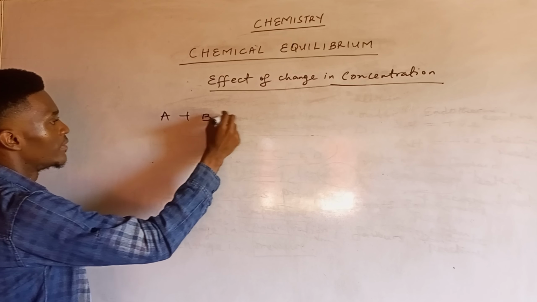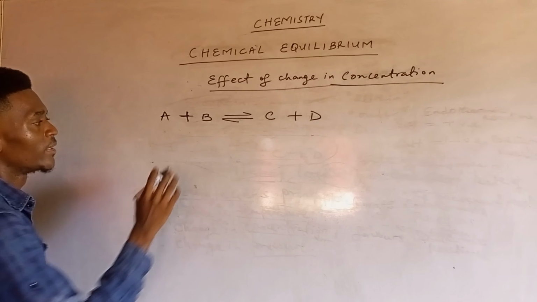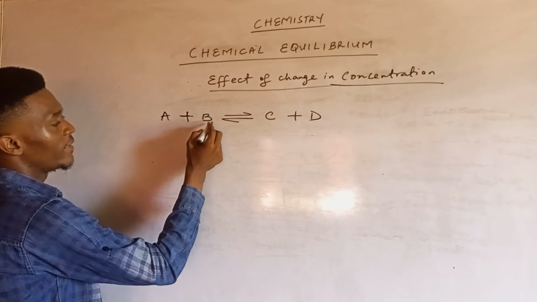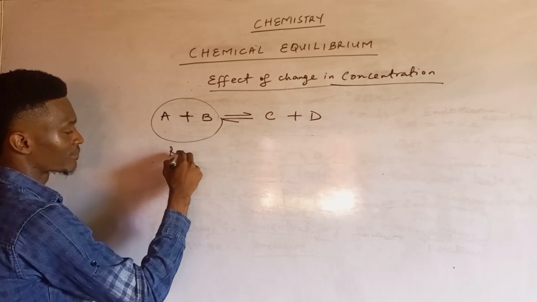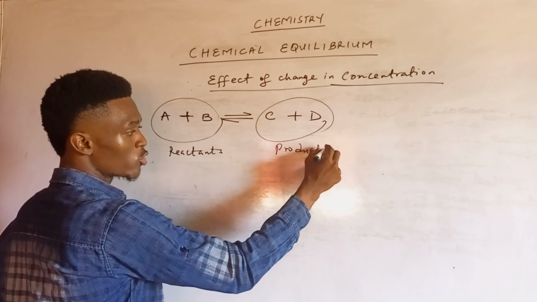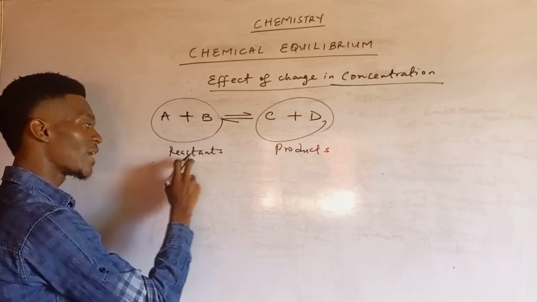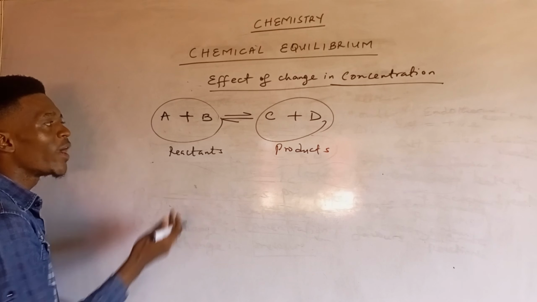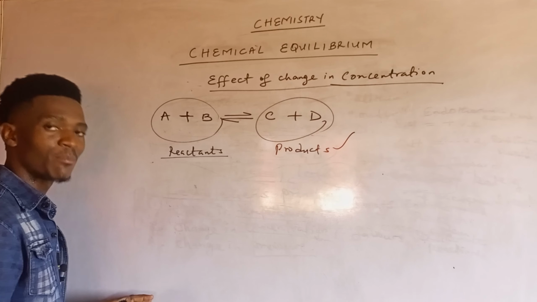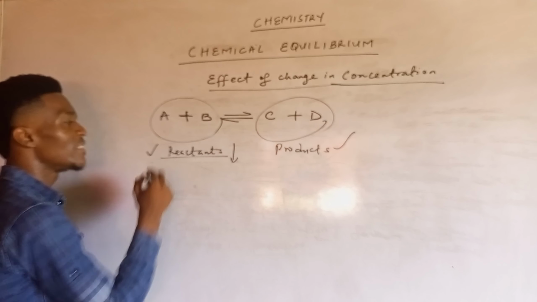A plus B to give C plus D. Please be very attentive now. We have two parts of this reaction, we have this part and this part. Now, if we consider this to be reactants, and we consider this to be products, usually what is opposite to reactants are the products, and what is opposite to products are the reactants. All right, so when you increase the concentration of the reactants, the products get favored. That's the implication. Then when you reduce the concentration of the reactants, the reactants are favored.